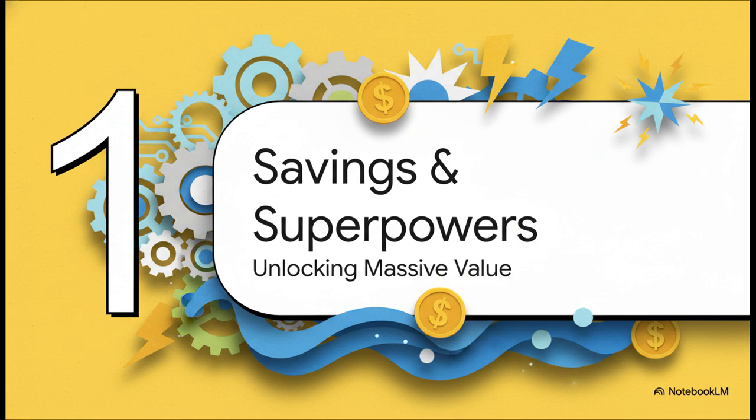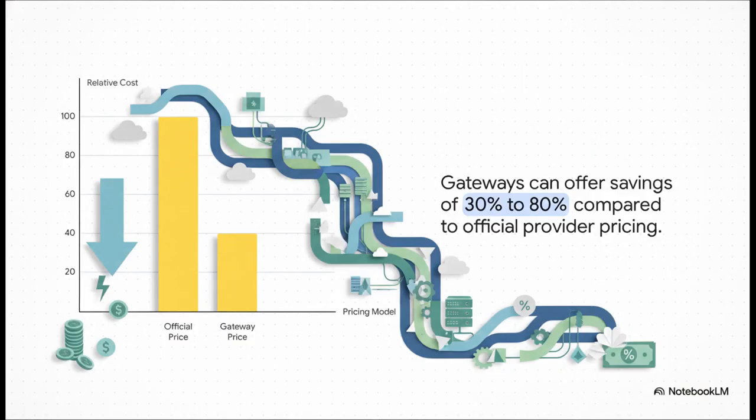This is where things get really interesting, because we're moving past a simple fix and into unlocking some serious superpowers for your projects. And yeah, that starts with your wallet. First up, the savings. Oh man, the savings. Because these gateways can route your requests so efficiently, they can slash your costs by anywhere from 30% all the way up to 80% compared to going direct. We're talking pay-as-you-go pricing that can get your costs down to practically nothing. For any company, that is a total game changer for your budget.